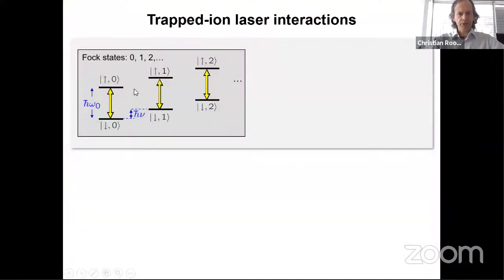Just as a brief reminder, maybe I should have shown the slide a bit earlier on. If you have a single ion and look at trapped ion laser interactions, then there are two quantum numbers that matter. One describes the internal state of your ion, and if you have just two levels that are relevant, then this might be denoted by spin down and spin up. In addition to that, you have the Fock states describing the motion of the ion, the quantized motion of the ion along one direction in space. And these are labeled here 0, 1, 2, and so on.